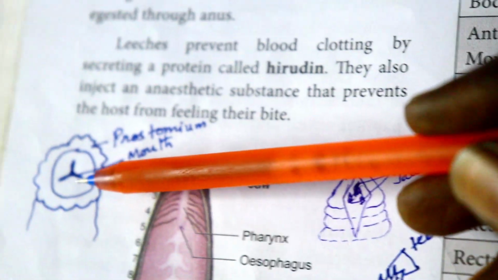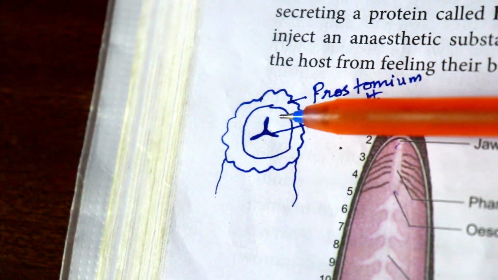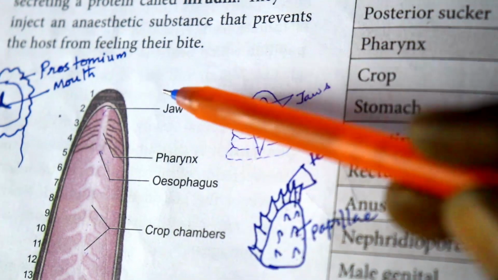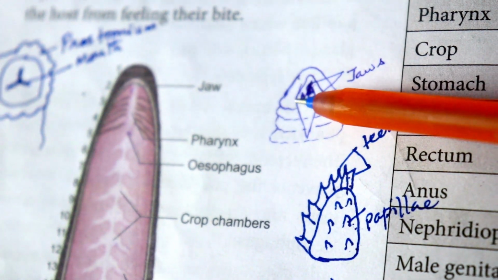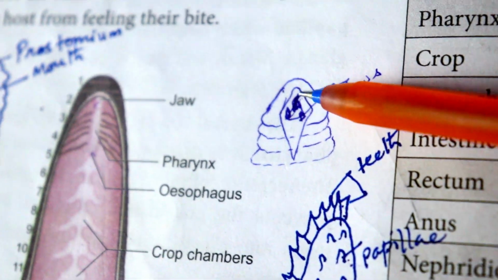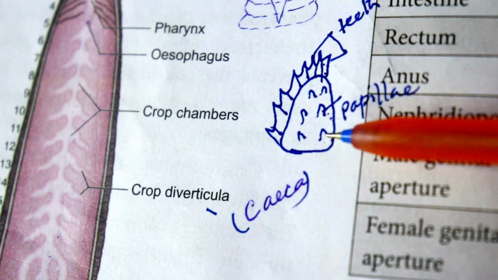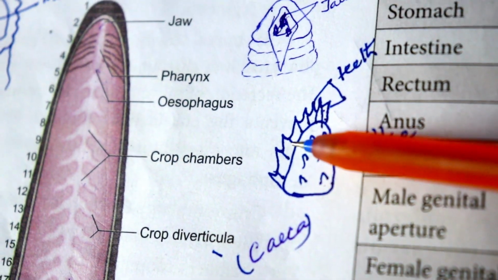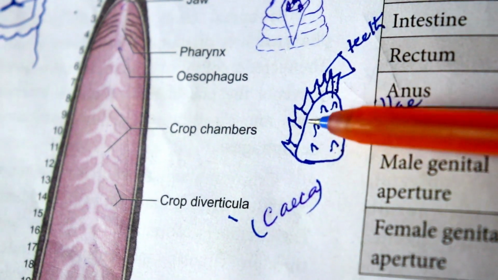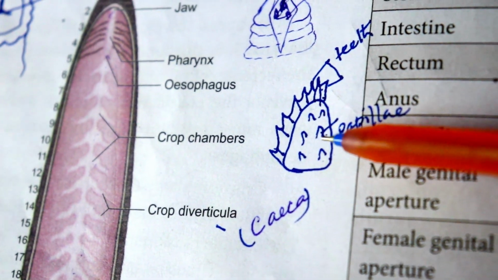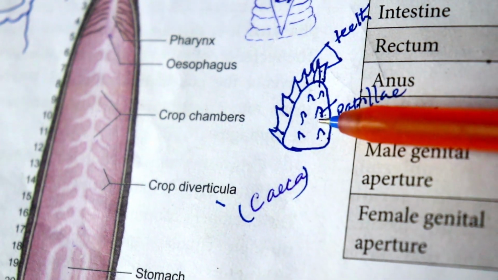Okay, this is the triradiate mouth which is present in the anterior region of the leech, and it leads to the buccal cavity, and the wall of the buccal cavity bears 3 jaws. Now one jaw is explained here, and this jaw has got a single row of teeth. Not only that, the jaw is provided with papillae. Now this has got the opening of the salivary gland, children.